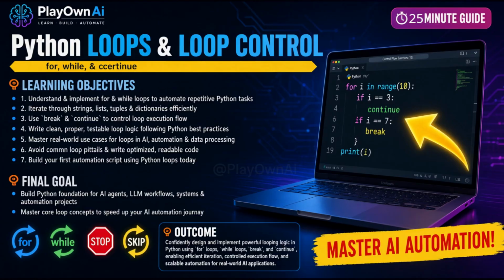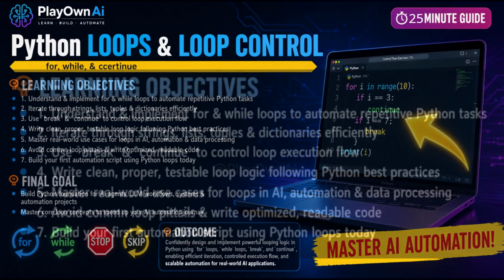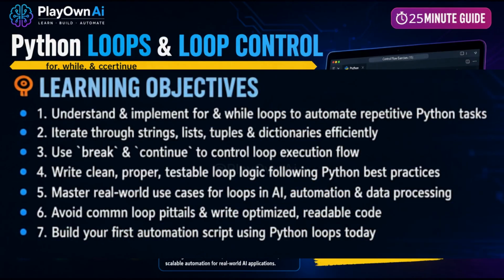Goal by the end of this lesson. Learning objectives. 1. Understand and implement for and while loops to automate repetitive tasks in Python. 2. Iterate through lists, strings, ranges, and other sequences. 3. Use break and continue statements to control loop execution and optimize program flow. 4. Write clean, proper, testable looping logic using proper indentation and best practices.